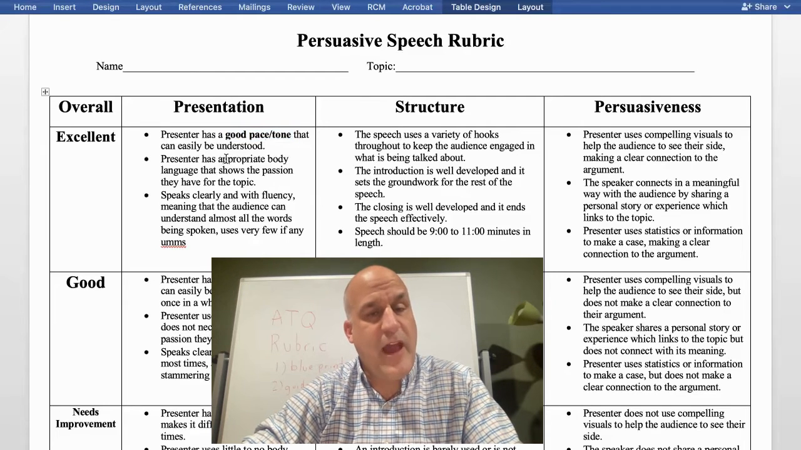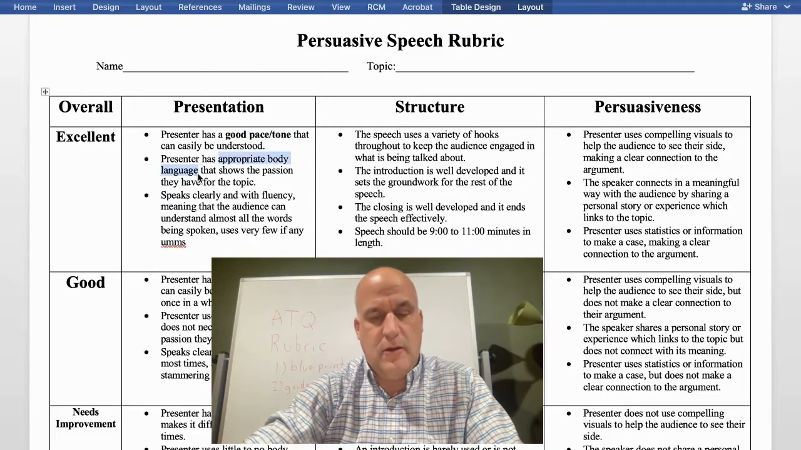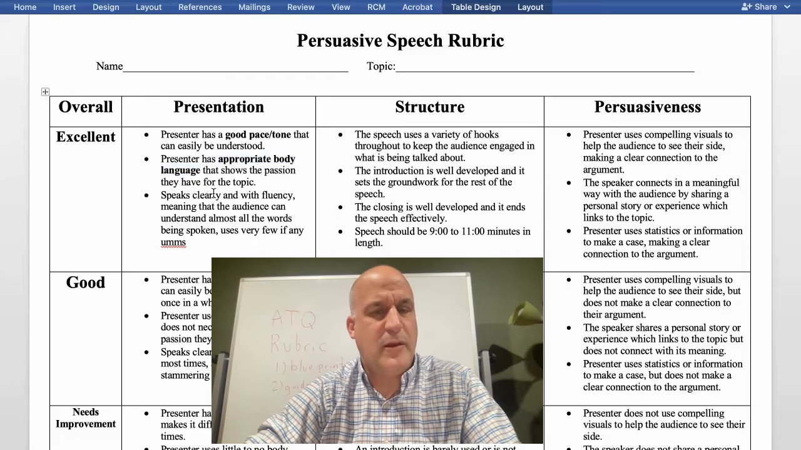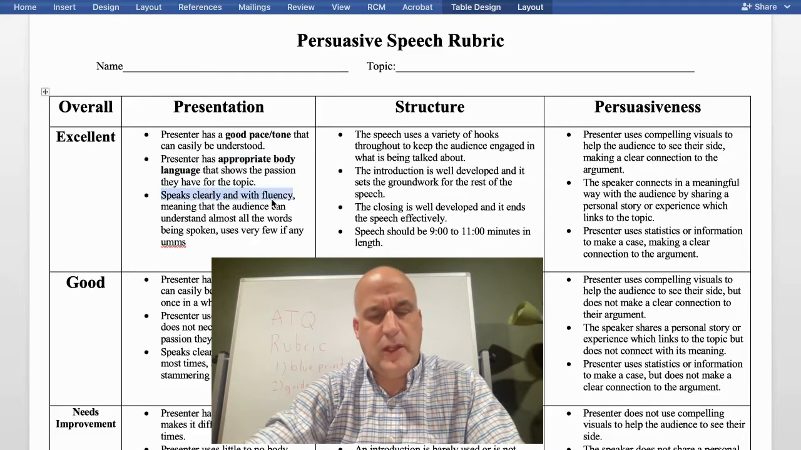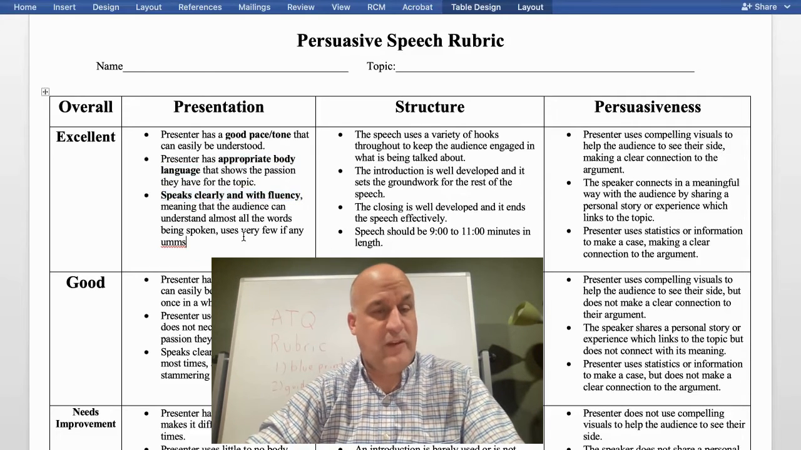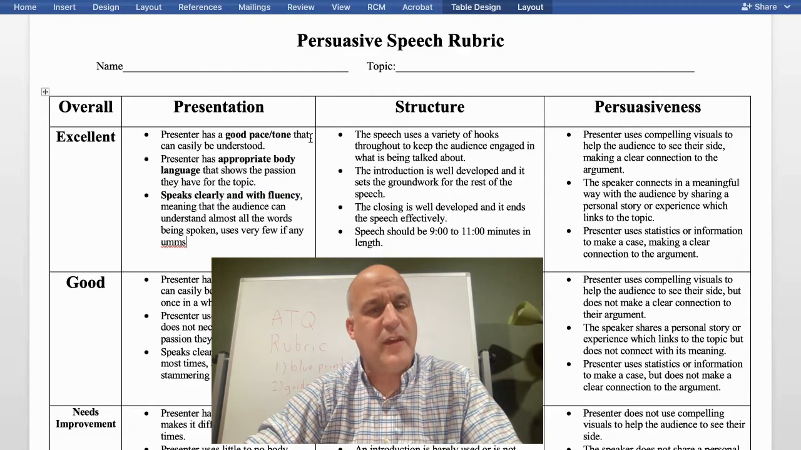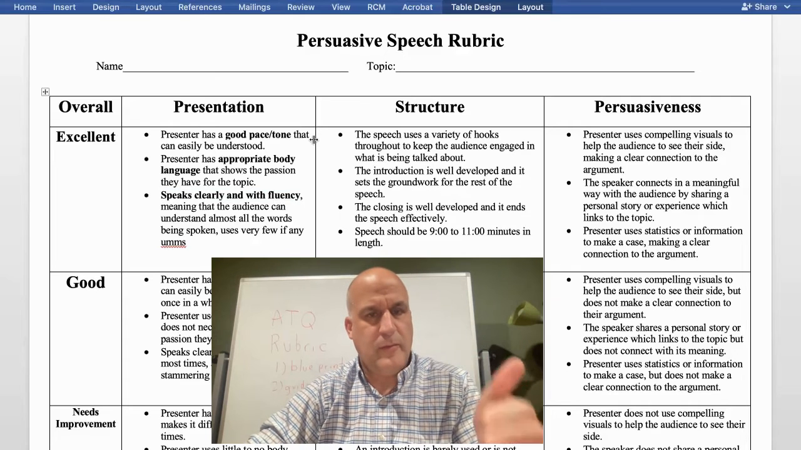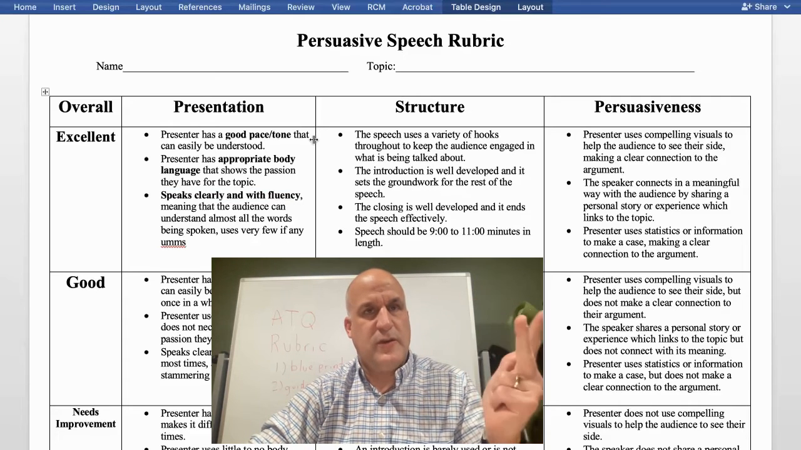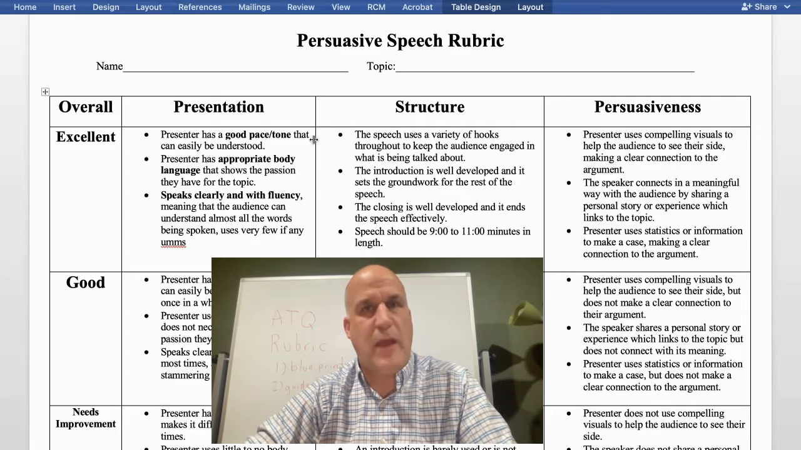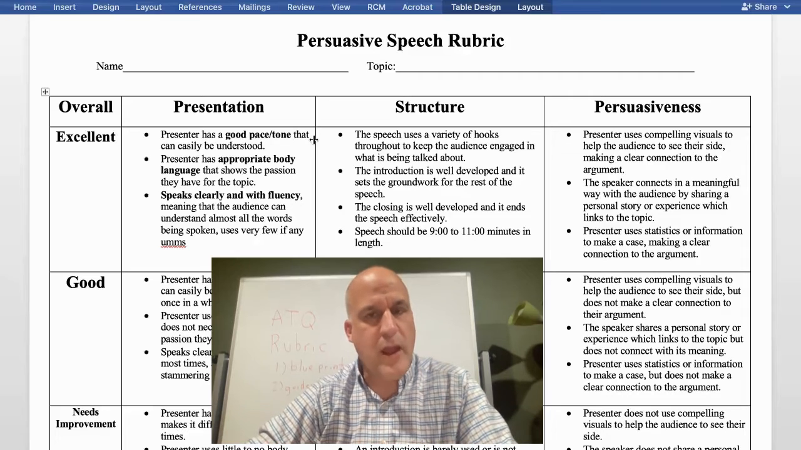And then here, you have to have appropriate body language. And you may say, what is appropriate body language? And it shows the passion they have for the topic. Speak clearly and fluently. And what does that mean? That all the words can be understood and you use very few ums. But it boils down to these three things: tone and pace, body language, fluency. If you do those three things and you do them well, like it shows you to do them, then you're going to benefit with a good grade.